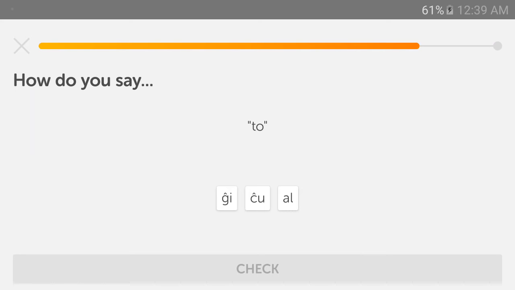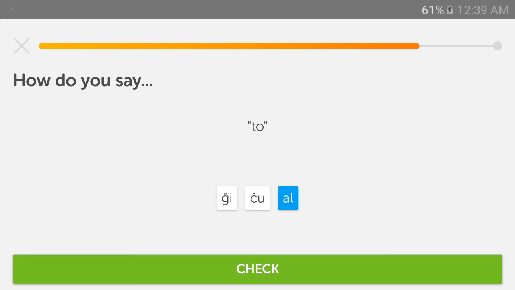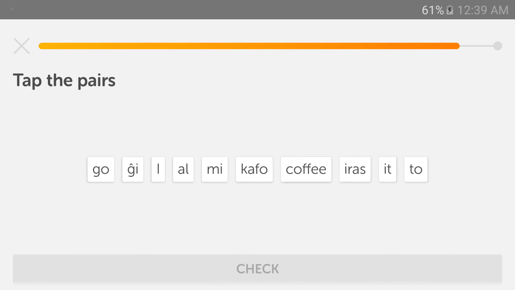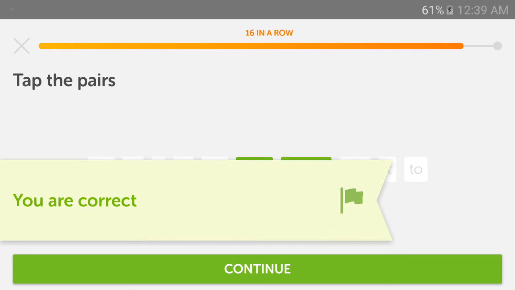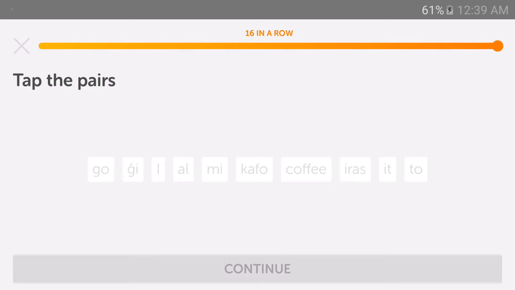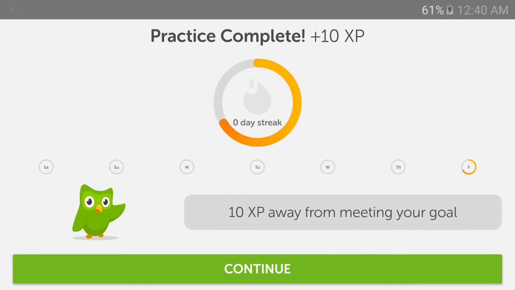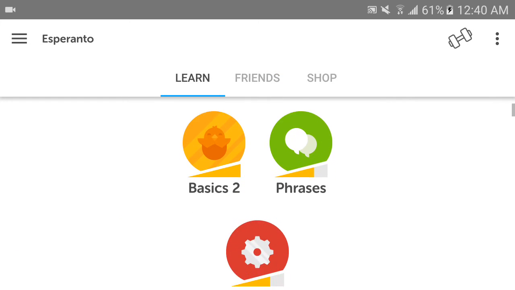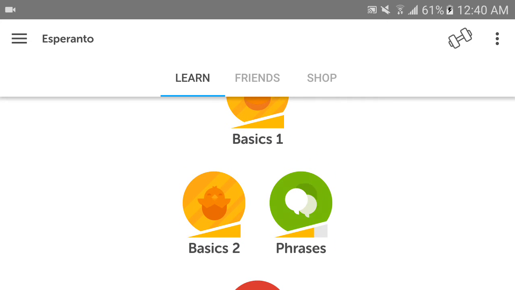How do you say two? Tap the pairs. Pairs are go, iras. What is L? There's no L. Al, two. Oh, it's I. That's what it is. Me and I. Kafo, coffee. 20% made. I need 10 more percent XP to be complete. So I will go to phrases now.